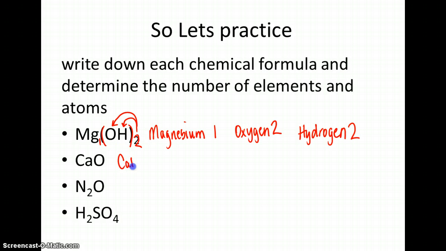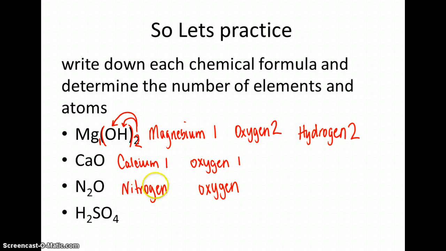Calcium is our next one, so Ca, and oxygen for our O. In this case, neither one has little numbers behind it, so we can assume that both of them are 1s. Our next element, N, is for nitrogen, and we have an O for oxygen.